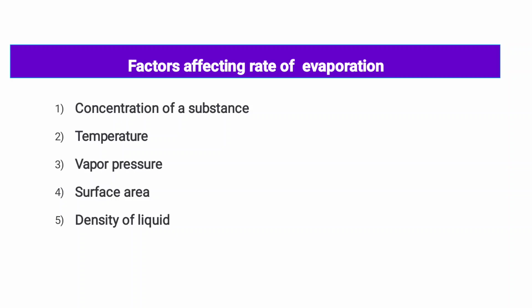Next, factors affecting the rate of evaporation. There are different factors which affect the rate of evaporation, meaning the rate of evaporation either increases or decreases. So these are the following factors: temperature, vapor pressure, surface area, density of liquid. If the concentration of substance increases, then the rate of evaporation decreases.